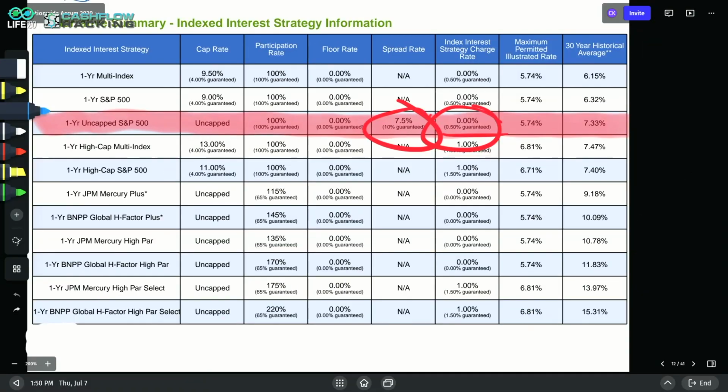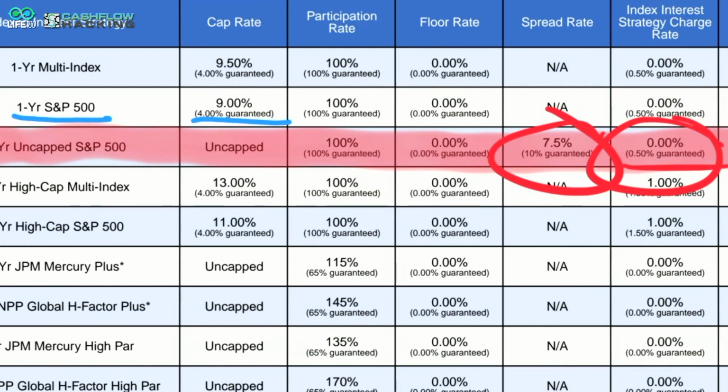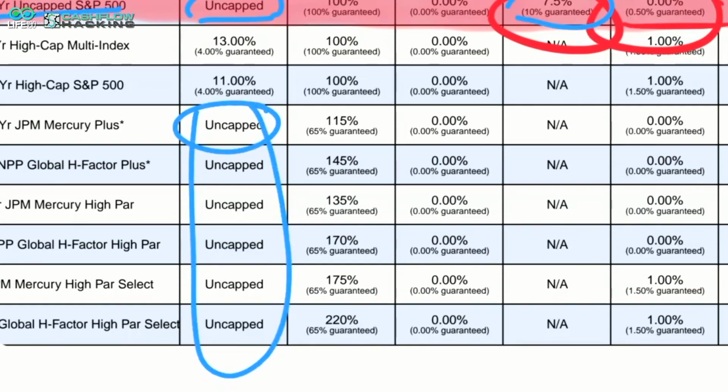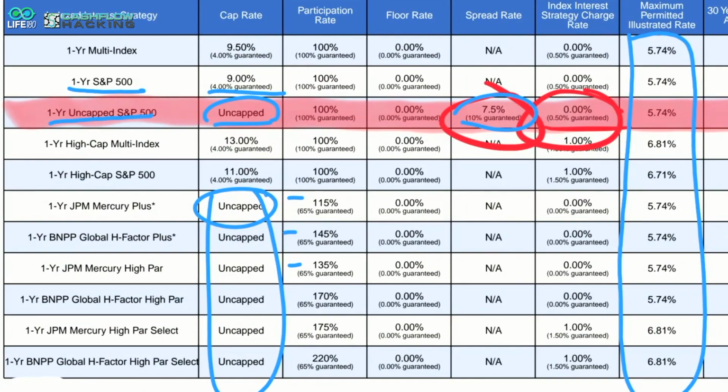So you can see here that there's multiple options for indexes. You have an option with a cap rate, you have an uncapped option right here with a spread charge, and you have uncapped options all the way down here, and they have different types of participation rates and different charges that come into play. Now over here on the far right side, you can see that the maximum permitted illustration rate is about the same on all of them. And there's a reason for that.